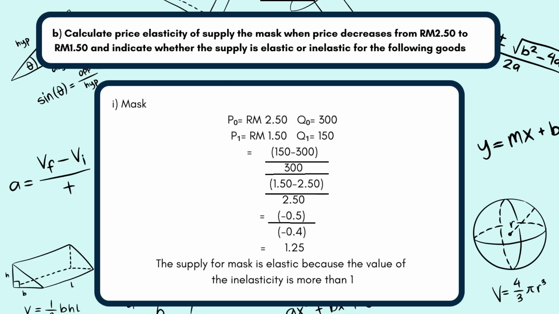Calculate price elasticity of supply of the mask when price decreases from 2 ringgit 50 cent to 1 ringgit 50 cent and indicate whether the supply is elastic or inelastic for the following good. At the price 2 ringgit 50 cent, the quantity is 300, and at the price 1 ringgit 50 cent, the quantity is 150. So the answer is 1.25. The supply for mask is elastic because the value is more than 1.